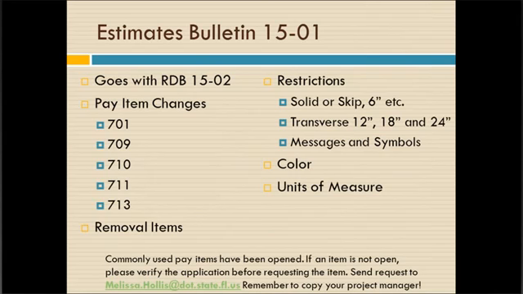Now, Estimates Bulletin 1501, Missy's going to go through. As I mentioned at the beginning, Estimates Bulletin 1501 is the one that goes with Roadway Design Bulletin 1502 with the pavement marking selection. The bulletin goes through the pay item changes to sections 701, 709, 710, 711, and 713. So you need to go through each of those very carefully. The bulletin does show the pay item structure for each of those and which combinations are valid.